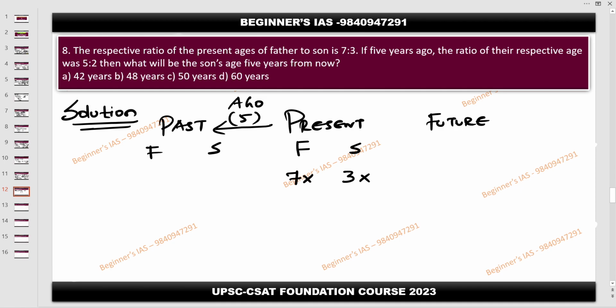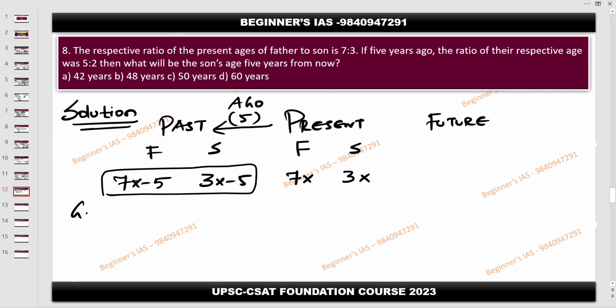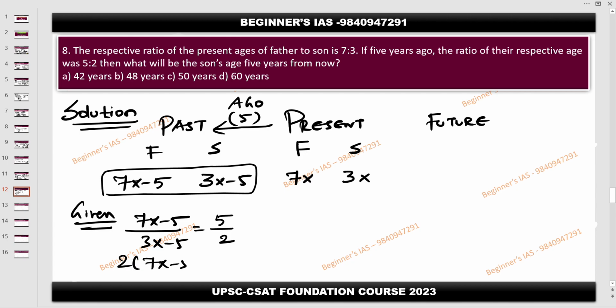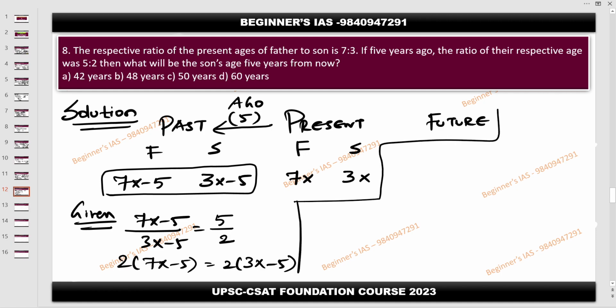Now 5 years ago means past. First of all, move on with 5 years before. Therefore 7x minus 5 and 3x minus 5. This ratio has been provided: 7x minus 5 by 3x minus 5 is equal to 5 by 2. Now simply cross multiply. 2 into 7x minus 5 is equal to 5 into 3x minus 5.